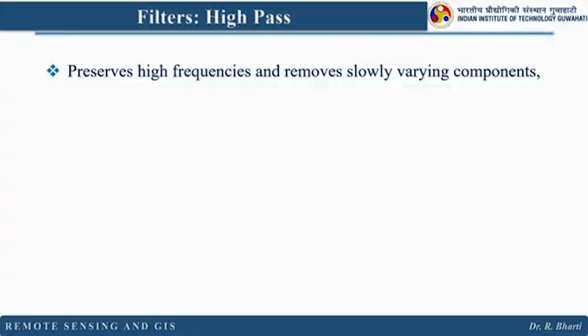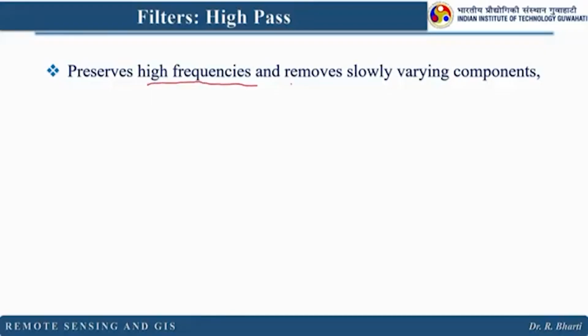Next is the high pass filter. In high pass filter, as I told you, it will allow high frequency DN values and suppress low frequency DN values. So it will be the inverse of the low pass filter. It preserves high frequencies and removes the slowly varying component.